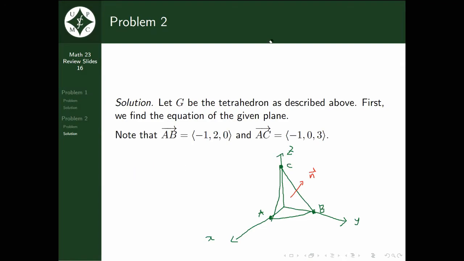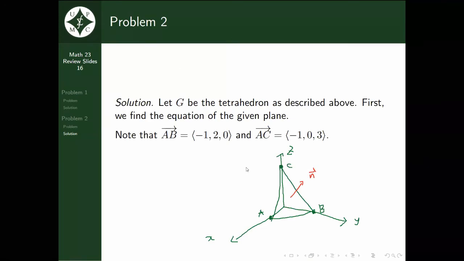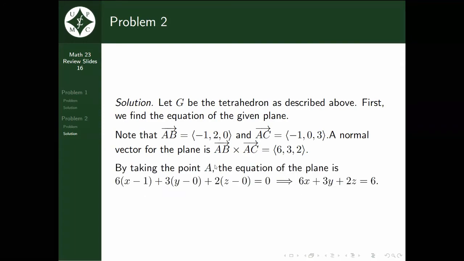So we just need to take the cross product. I'll show you the formula for the cross product here, just in case you forgot. And I'll leave you to verify that it is indeed (6, 3, 2). Okay, I'll clear this drawing so you can see it, (6, 3, 2). Now we have the normal vector, which we needed. So we just need to take one of these points. For our solution, we chose point A.